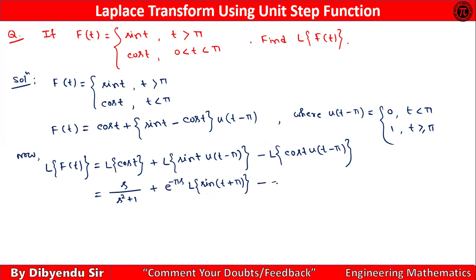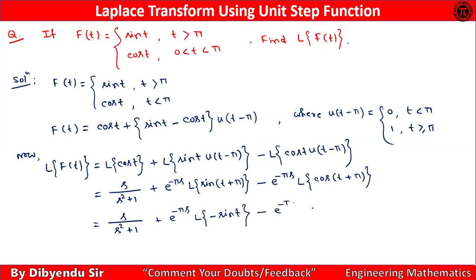Similarly, minus e to the power minus pi s Laplace of cos t plus pi. Now what is the value of sine t plus pi? Sine t plus pi equals minus sine t. Similarly cos t plus pi equals minus cos t. So you are getting s by s square plus 1 plus e to the power minus pi s Laplace of minus sine t, minus e to the power minus pi s Laplace of minus cos t.